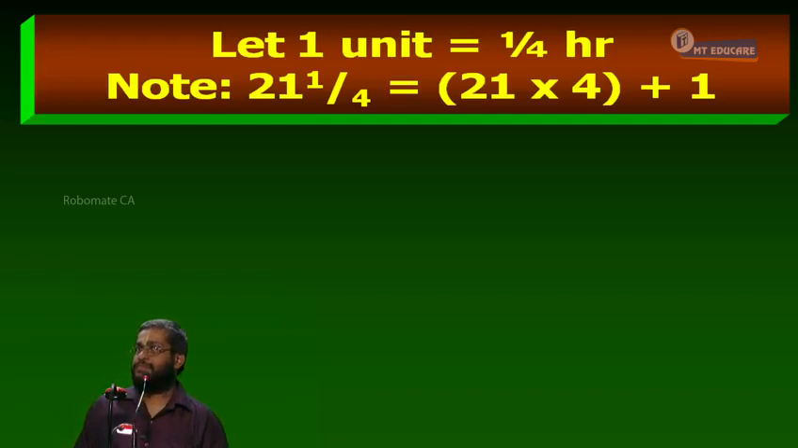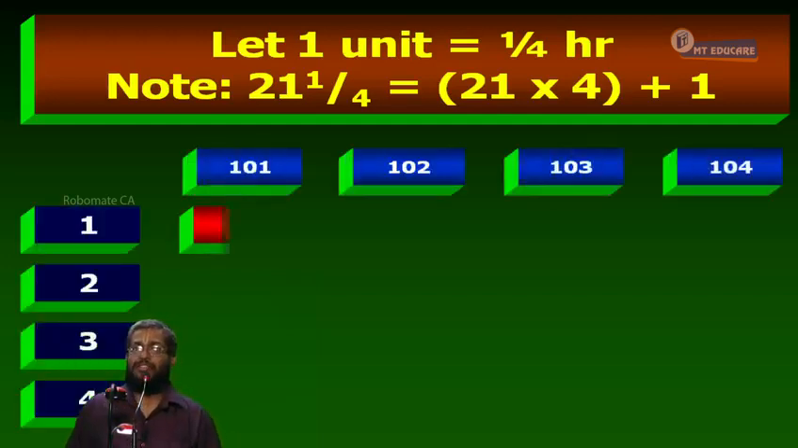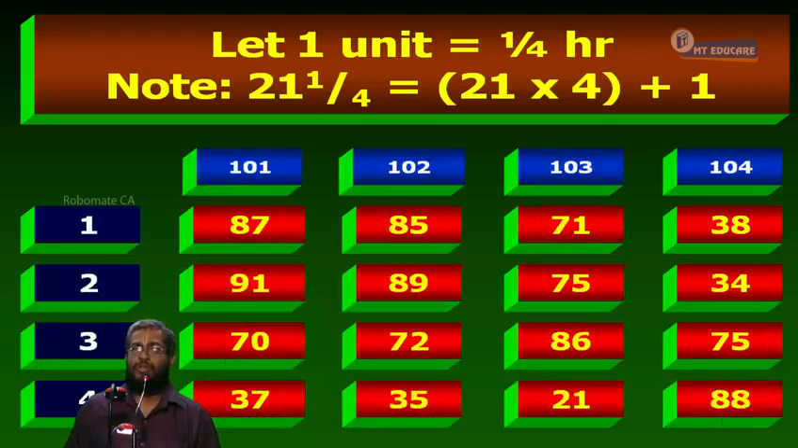For example, just once I'll tell the example, the remaining can be filled in. For example, 21 1 by 4 hours will be written as 21 into 4. You know, 1 hour has got 4 15-minutes or not? 21 into 4 plus what? 1. 21 into 4 plus 1 is equal to 85. Just an example. Okay. Now, for the remaining, please copy this slide quickly. You should know how to do the remaining numbers. Copy this quickly.